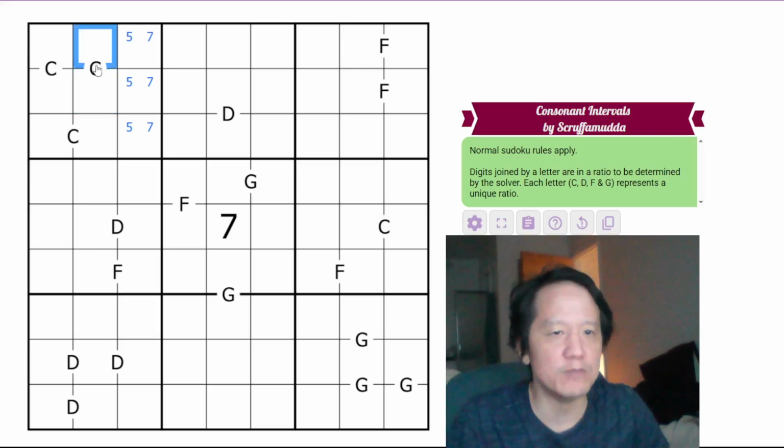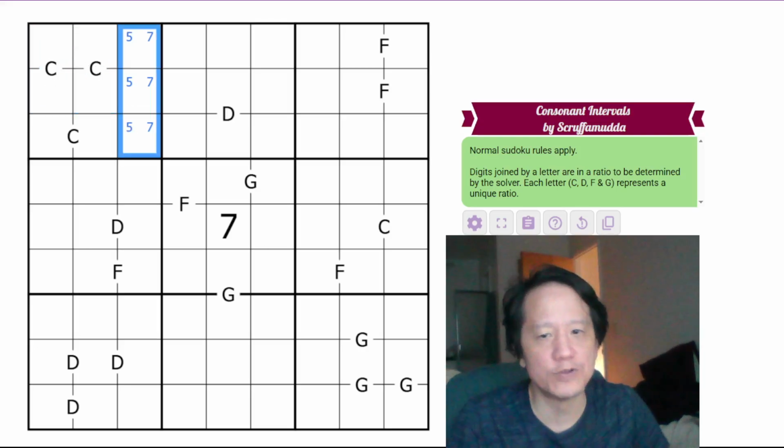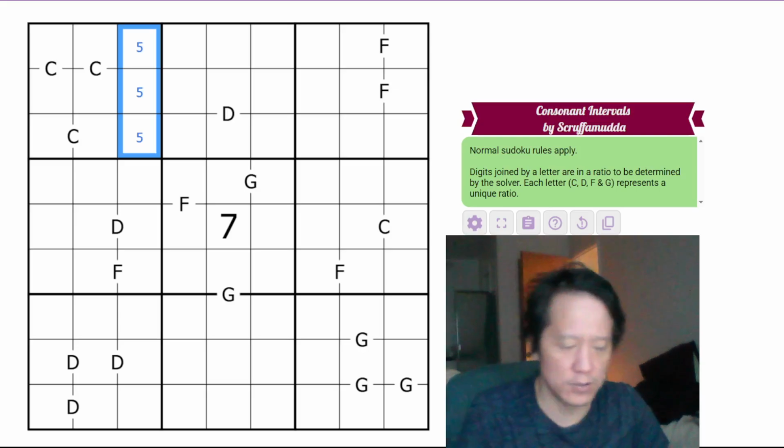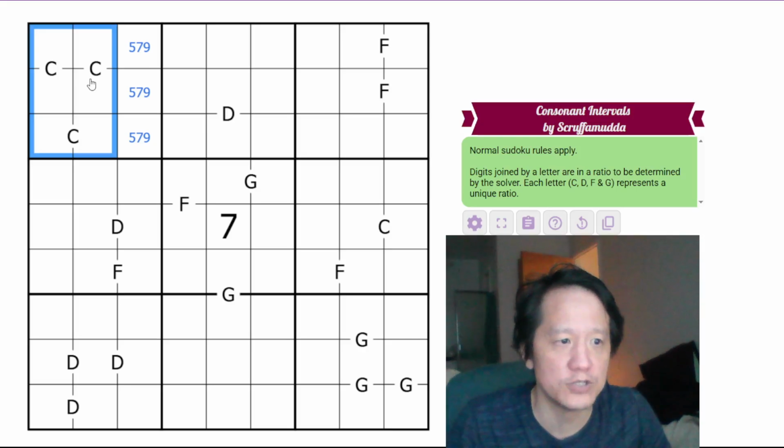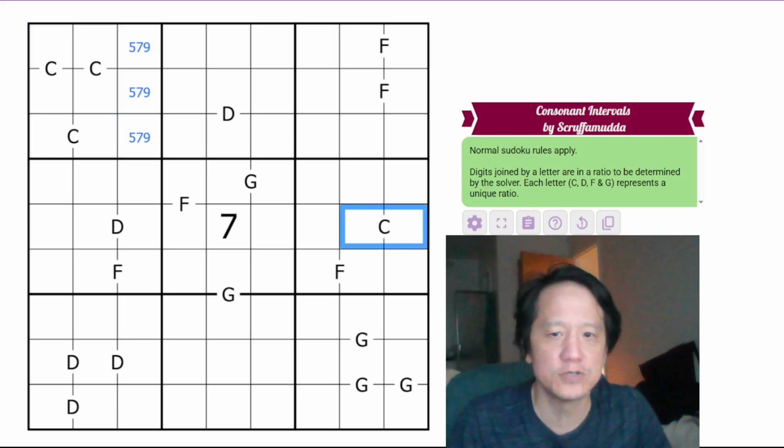So this must be 1 to 2. Therefore, this is 5, 7, 9 here. And this must be 1 and 2 together, 4 and 8 together, or 3 and 6 together. So this is a 1 to 2 ratio.